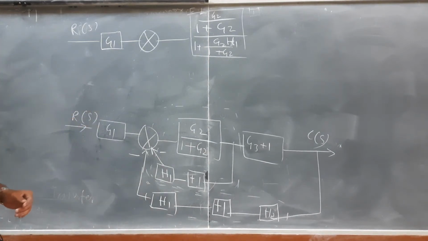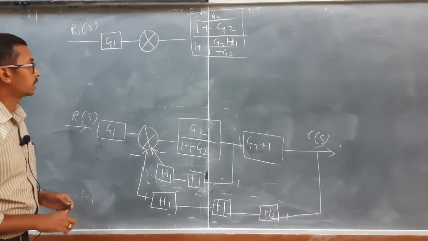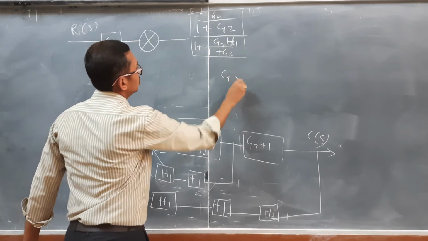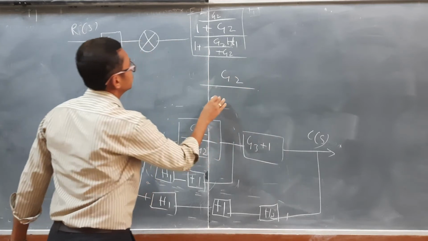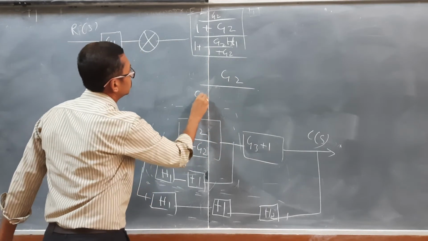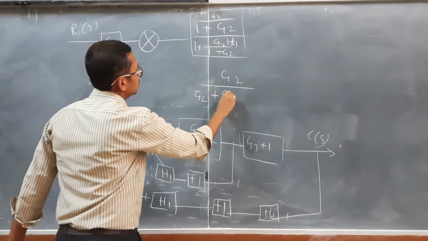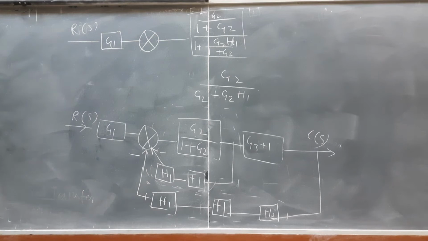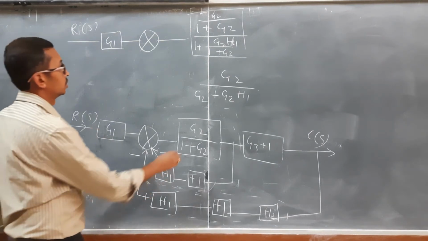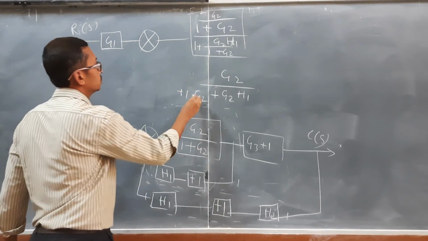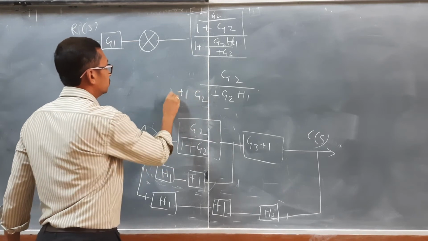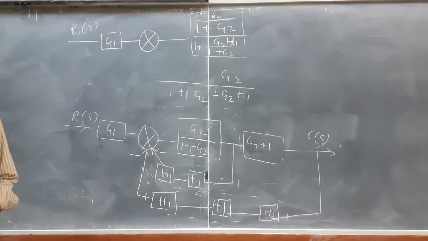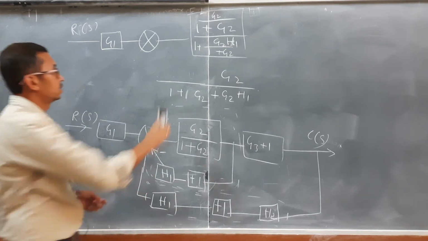Okay, if you simplify this, we can rewrite this one as G2 divided by what can I write? G2 plus G2 H1. So I can rewrite that one like this. So there will be 1 plus, right? So this I can write after simplification. So I will just erase this one.